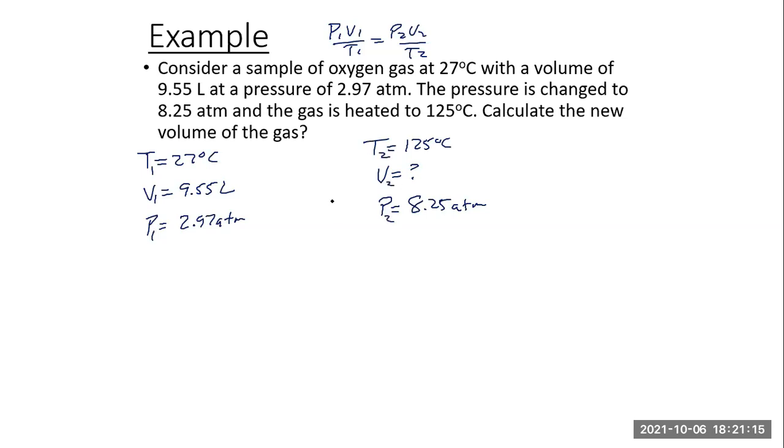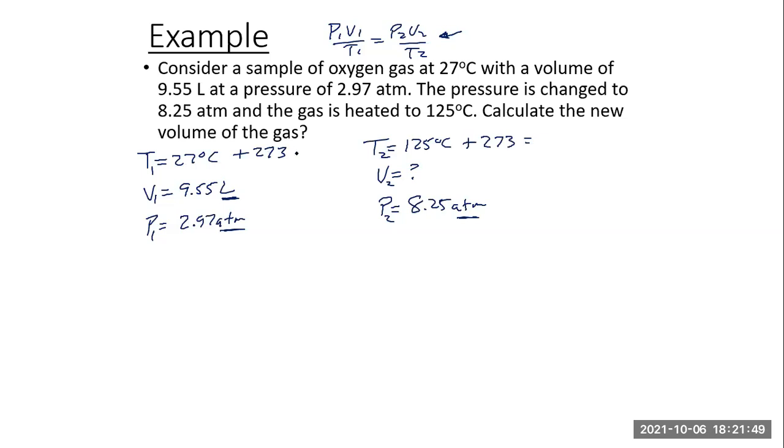We then want to double check units. Remember, in this formula the only unit we really should check for sure is temperature, and we see it's not in Kelvin. As long as the other units are the same, which for pressure they're both atmospheres, they're okay to go. We are solving for a volume, which means we will end with liters. But we definitely need to convert temperature to Kelvin, so we're going to add 273 to each of those.